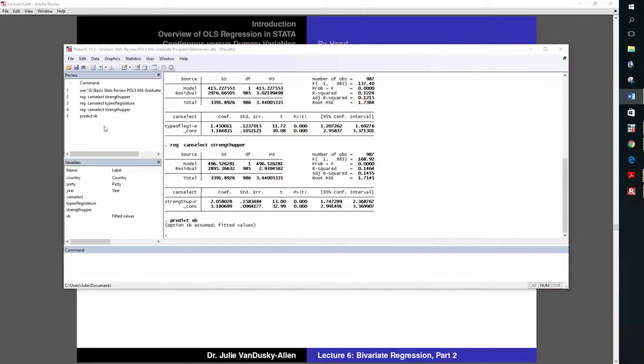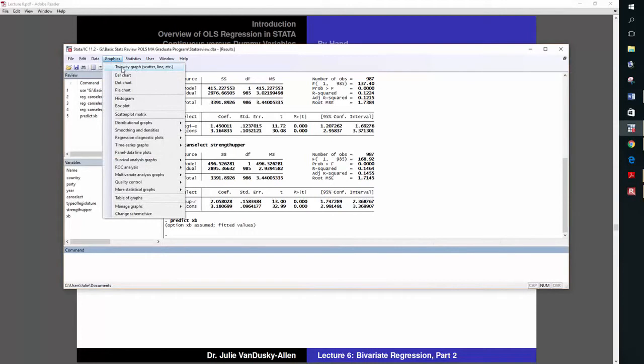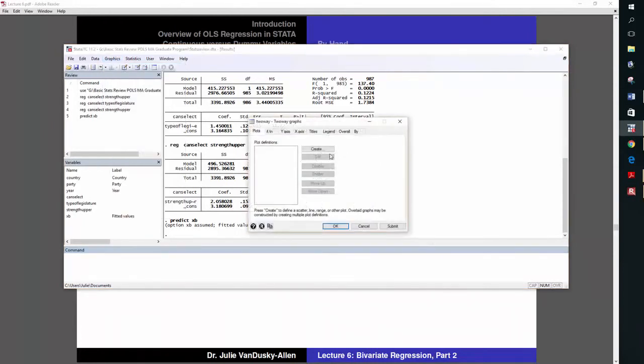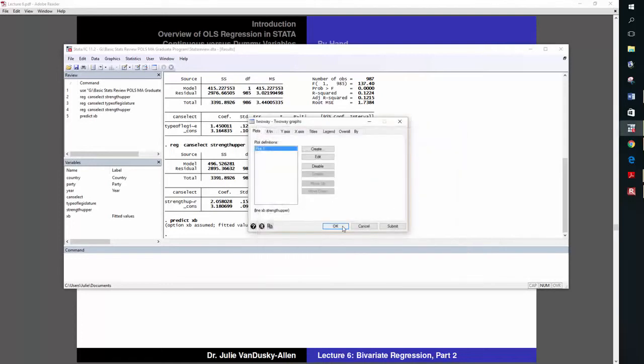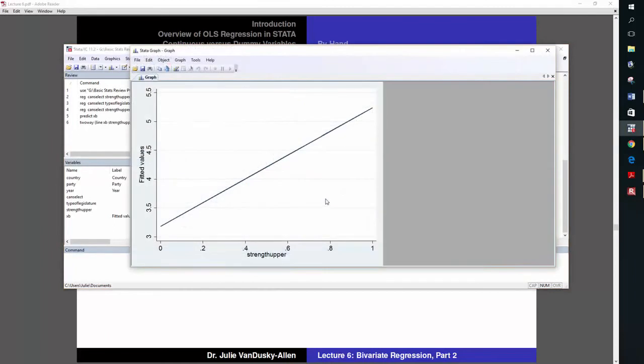And you can graph these predictions. Click on the graphics option, click two-way, and create. Choose the plot type of your choice. I'm going to choose line. Choose XB for the Y option and the appropriate independent variable for the X option. So strength of upper chamber was the independent variable, so I'm going to select that. Click accept, click OK, and your graph should pop up.